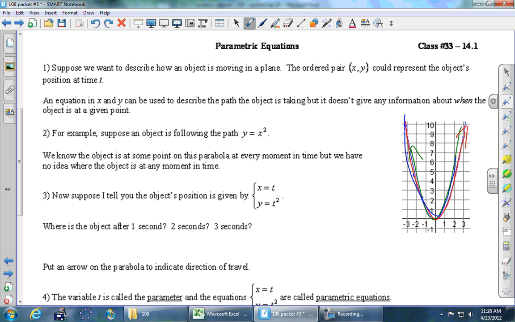So in this section, we talk about parametric equations, which is a way to describe a path, but giving you more than just what it looked like when it was finished, telling you exactly where it is at every moment in time. All right, so let's go back to number 1 for Hillary.